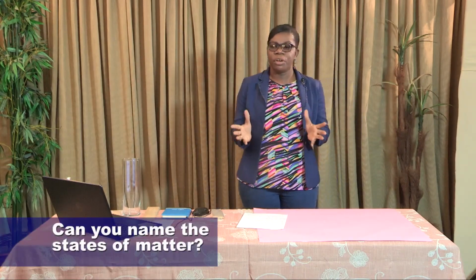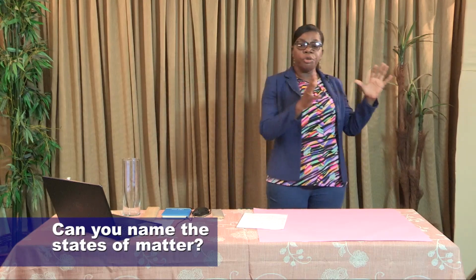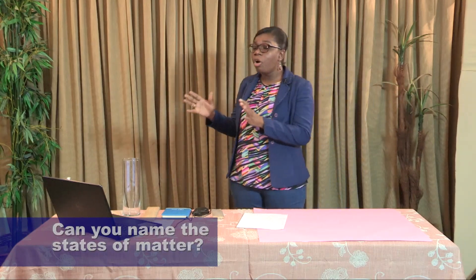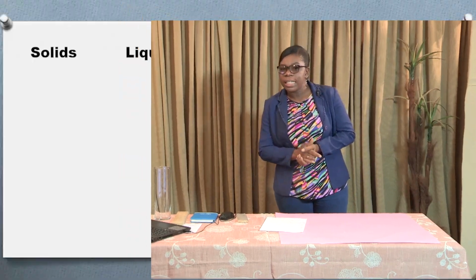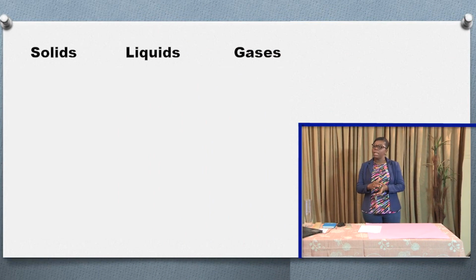Can you name the states of matter? So all the things around us can be grouped according to what they look like, feel like, and so on. So, can you name the states of matter? What are they? Good. Matter has three states. They are solids, liquids, and gases.